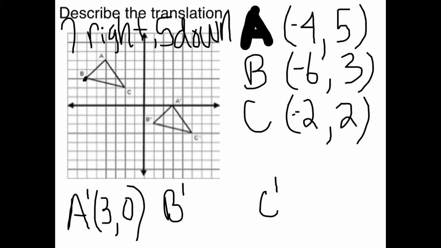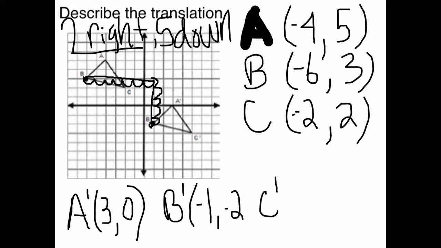So again, all I'm going to do is start with B and work until I get to B prime. So I'm trying to figure out the translation from here to here. Let's start moving to the right. I go 1, 2, 3, 4, 5, 6, 7 to the right. Okay, that's the same. And then it should be 5 down. 1, 2, 3, 4, 5. And my x-coordinate for B prime is -1, and my y-coordinate is -2.